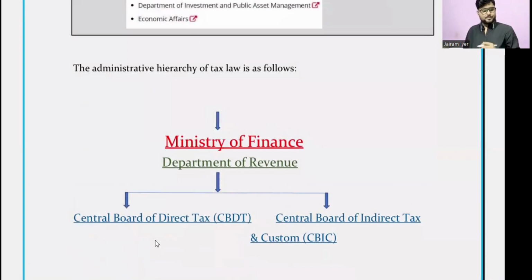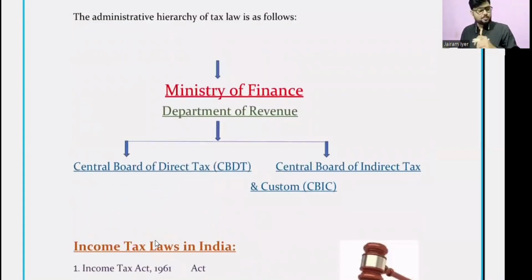Now, under this Department of Revenue, there are 2 boards. Why 2 boards? One will be for direct tax and one will be for indirect tax. Now, for direct tax, the board which is there, we call it CBDT. Remember the names. C is for Central, B is for Board of, D is for Direct, T is for Tax. So Central Board of Direct Tax is CBDT. It deals with the income tax.